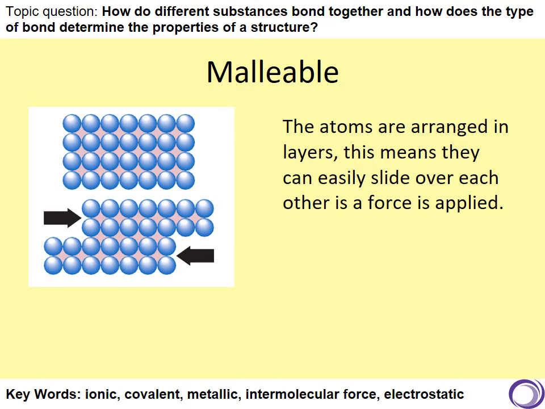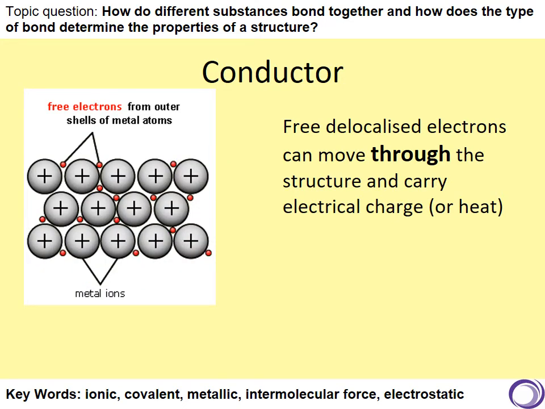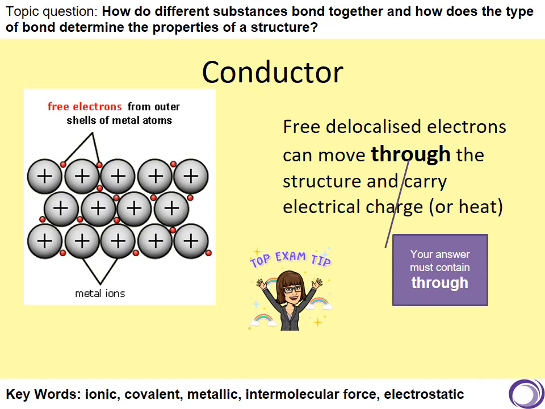Metals can often be described as being malleable. This is because their atoms are arranged in layers, and the layers can easily slide over each other, which means that they can be bent easily. That is what malleable means, they can be bent. Metals are excellent conductors, and the reason they are is because they have free delocalized electrons that can move through the structure and carry electrical charge.